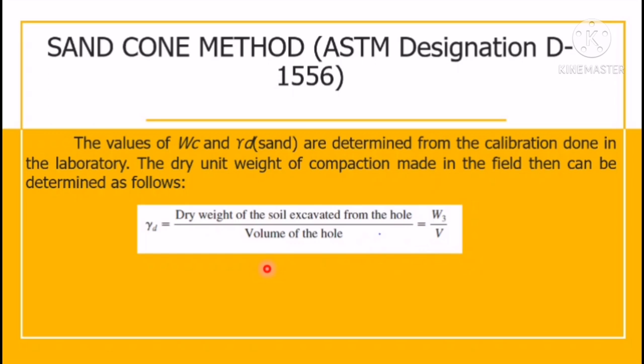Okay? And that would be the dry unit weight at the field. So again, if we divide this to the unit weight at the laboratory, the maximum dry unit weight at the laboratory, we're going to get the percent compaction of the soil.